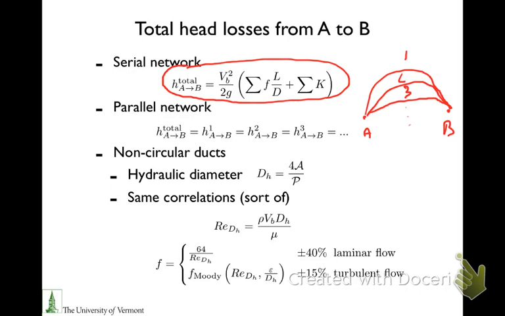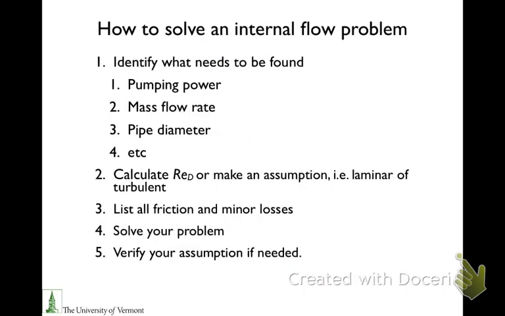What happens if you have a non-circular duct? Instead of using D, the diameter of the pipe, you're going to use the hydraulic diameter, which is defined as 4 times the cross-sectional area of the pipe divided by the perimeter. Surprisingly enough, you can still use the same correlations with a certain loss in accuracy, and that uncertainty very much depends on the shape of the pipe, but it's somewhat reliable. So this is it. I'll leave you with the last slide, how to solve an internal flow problem, and hopefully that's all you need.